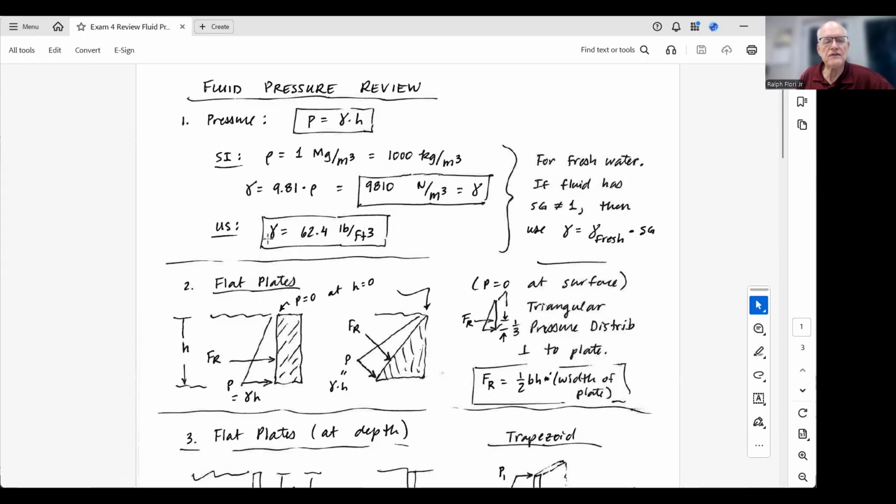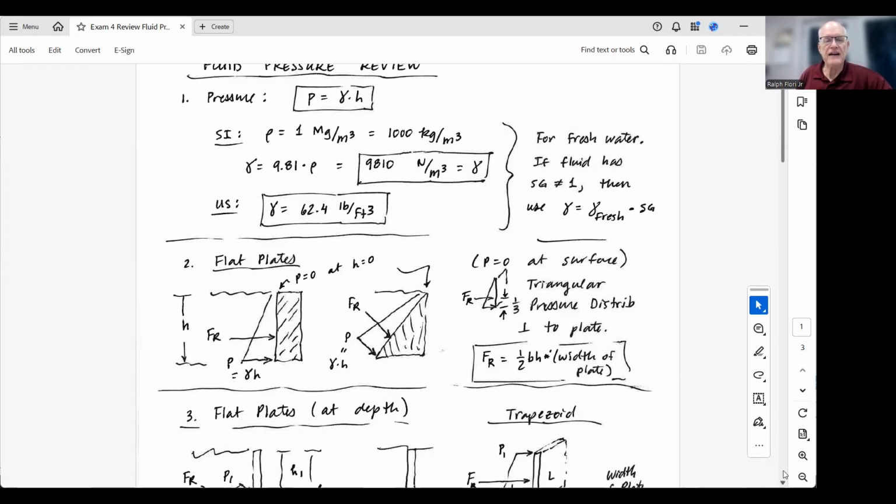In US units, specific weight gamma is 62.4 pounds per cubic foot. Again, that's for fresh water. And so a real drilling fluid or seawater or salt water or some other liquid might be higher or might be slightly lower than that. So you need a gamma. And it's easy to just express pressure as gamma h.